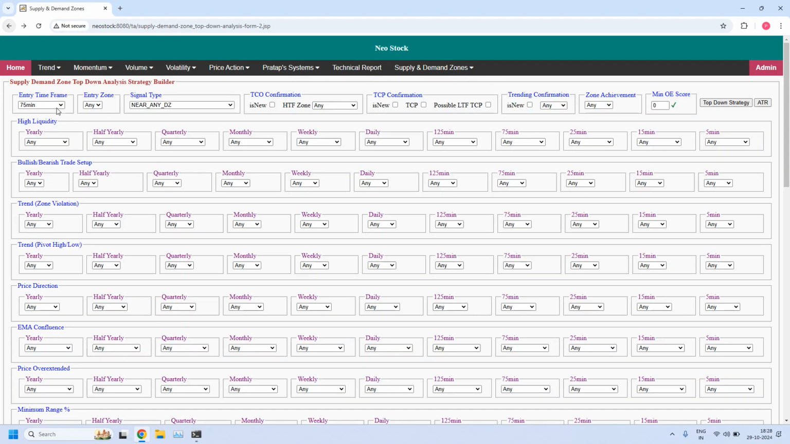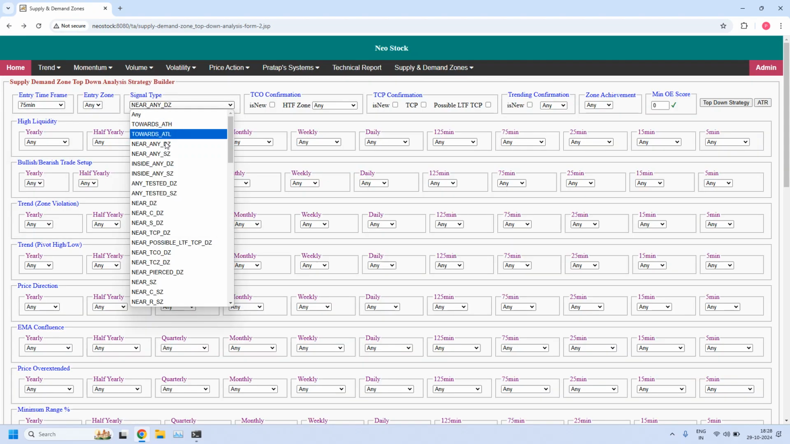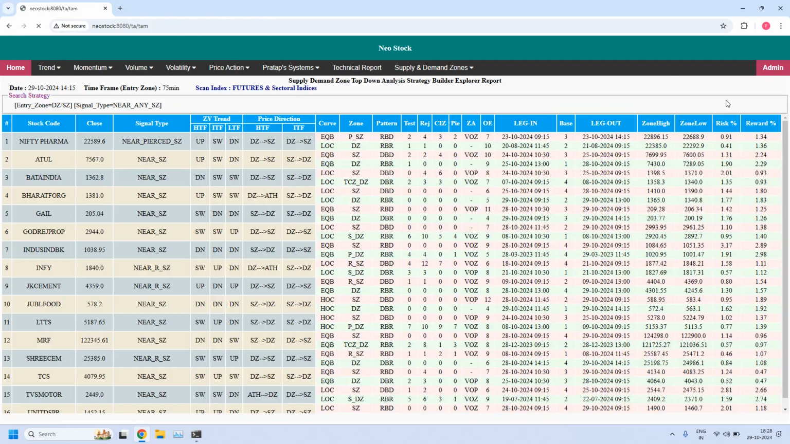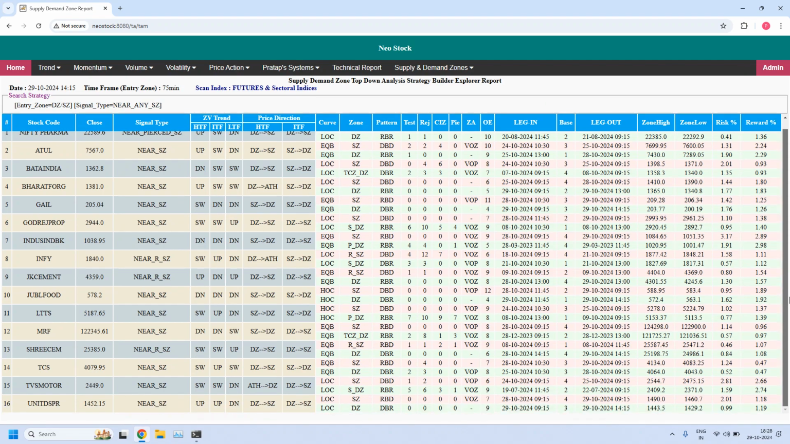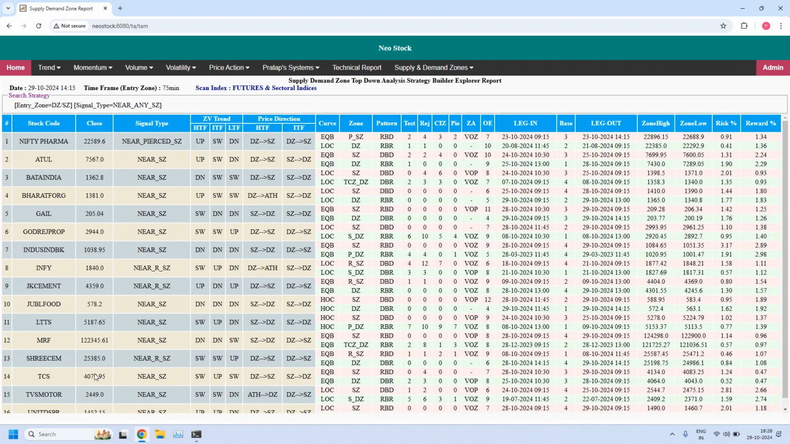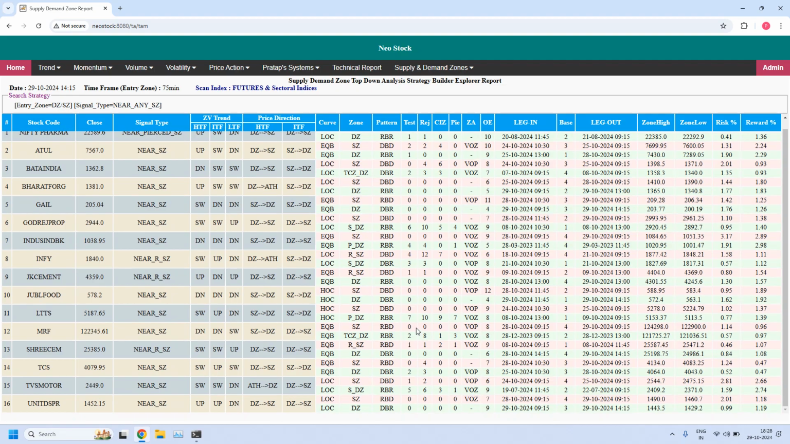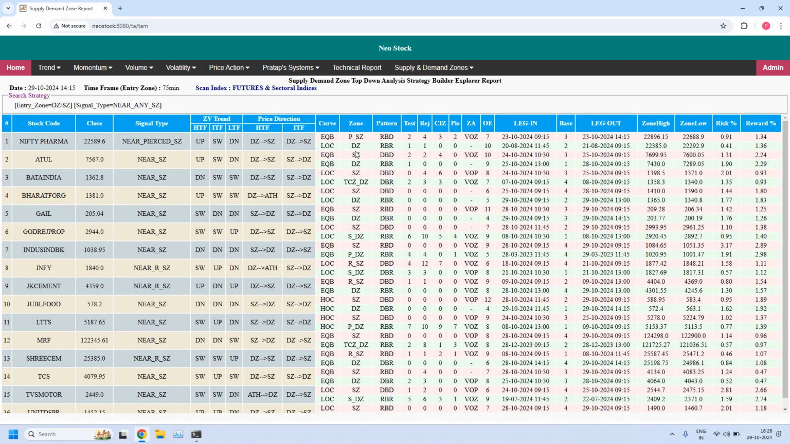Okay, next for 75 minutes time frame, let's find the stocks near 75 minute supply zone. So total 16 stocks are filtered. Let's identify high liquidity supply zones from this list.